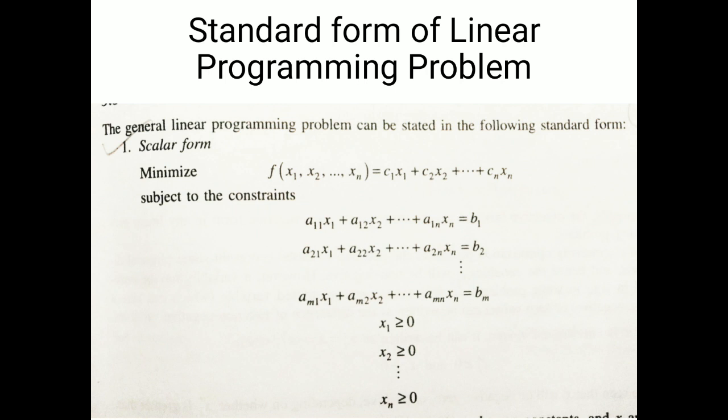From these equality constraints you can see that there are m number of equality constraints, and the decision variables are x1, x2 up to xn. So there are n number of unknown variables, or you can say n number of decision variables, and the decision variables are all greater than or equal to 0.